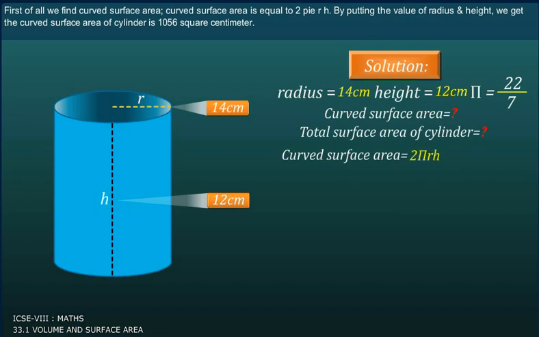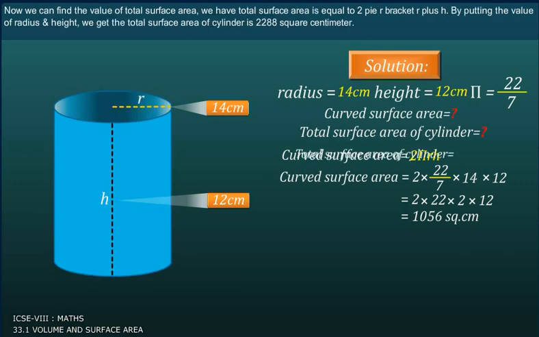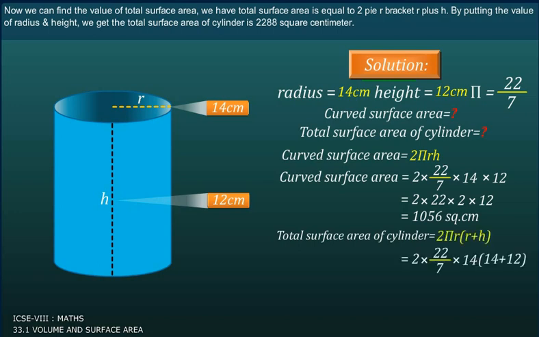First of all, we find the curved surface area. Curved surface area is equal to 2 pi r h. By putting the values of radius and height, we get the curved surface area of the cylinder is 1056 square centimeters. Now we can find the value of total surface area. The total surface area is equal to 2 pi r (r plus h). By putting the values of radius and height, we get the total surface area of the cylinder is 2288 square centimeters.